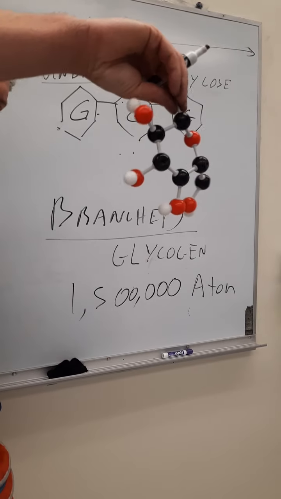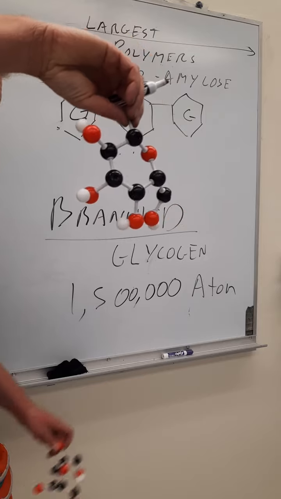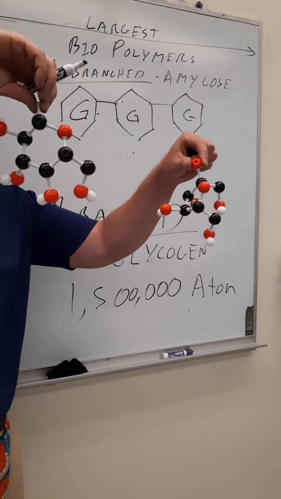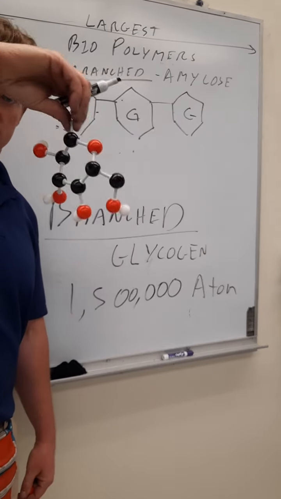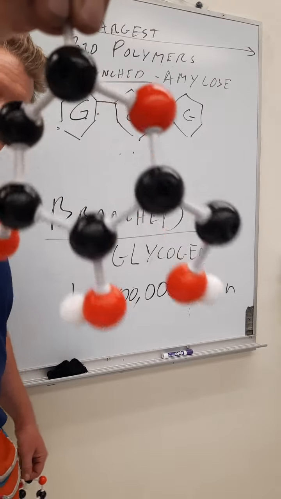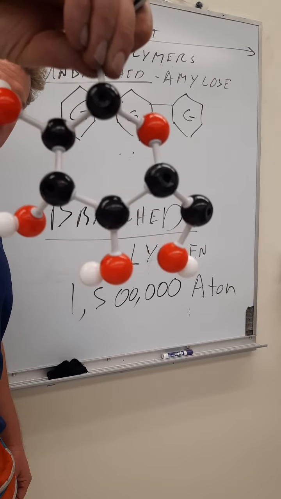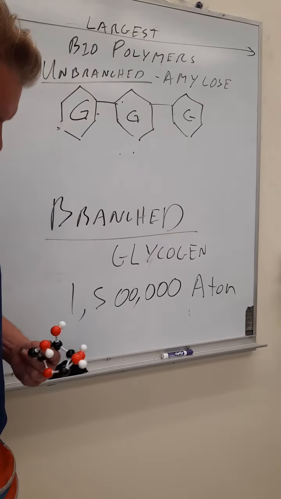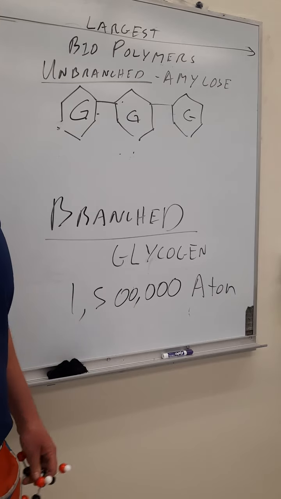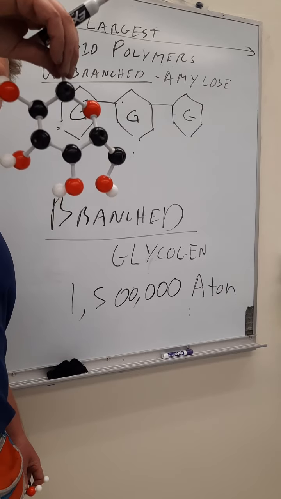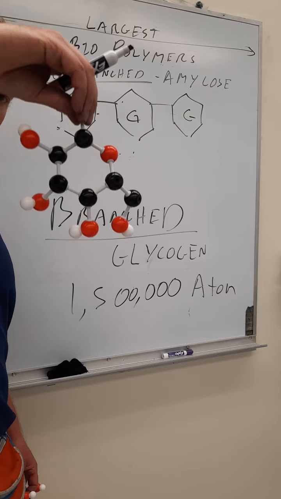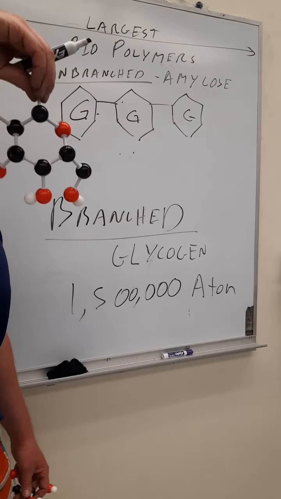I will be honest with you, the only reason I know that this one is glucose is because I built it and Googled it. Glucose has that 6 ring in the center there, and fructose has a 5 ring center in there. So amylose is an unbranched biopolymer of several hundreds of these here.